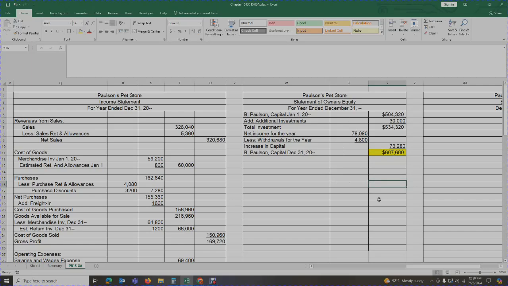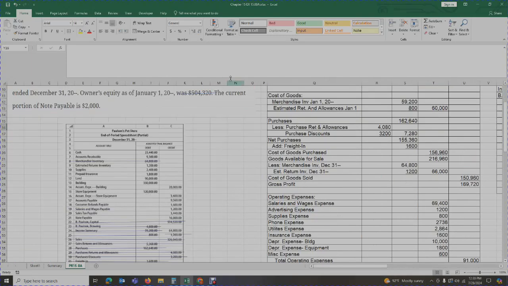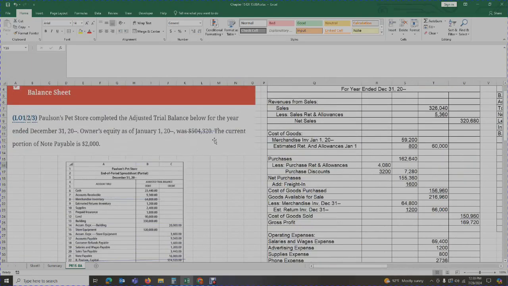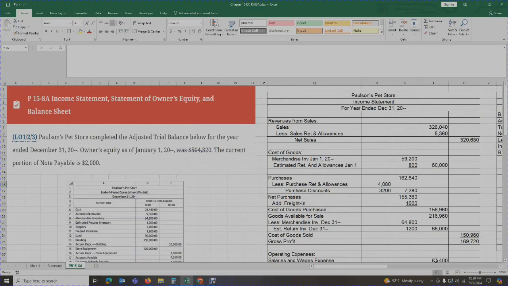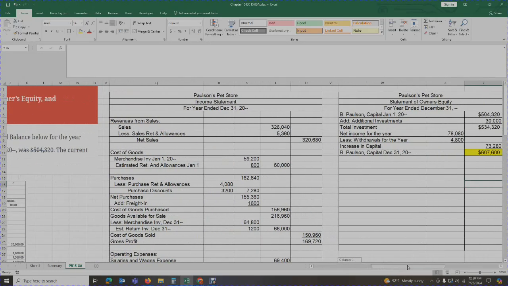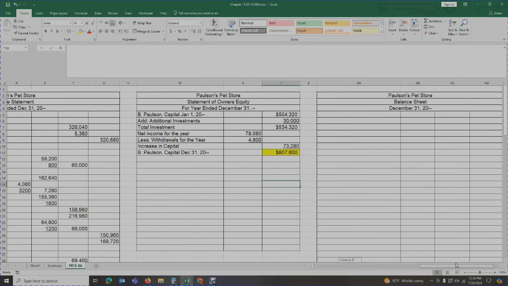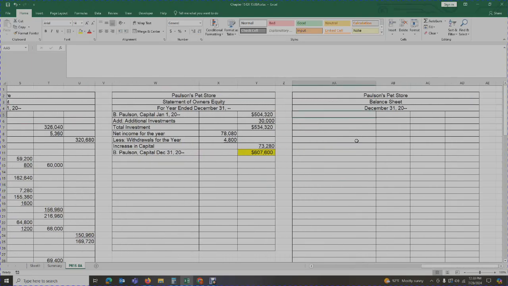So just remember that we are gathering the data either from the top of the first paragraph or from the actual spreadsheet. And like I said, all of the ones that are marked in blue have already been used. So we are done with the income statement. We are done with the statement of owner's equity. Now we're going to go with the balance sheet. And the balance sheet is very simple. We're just going to bring in, copy the data.